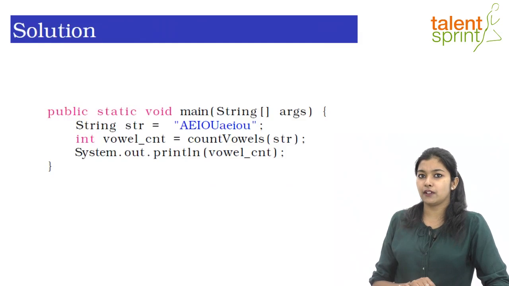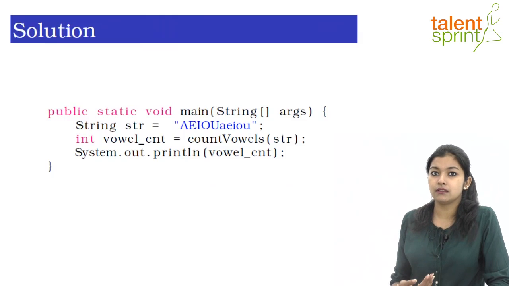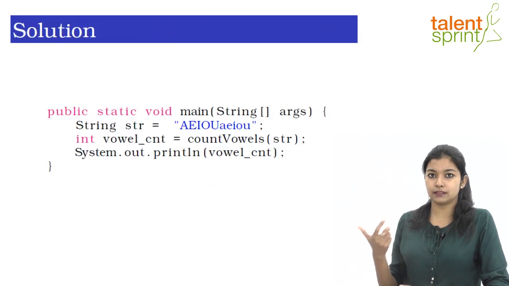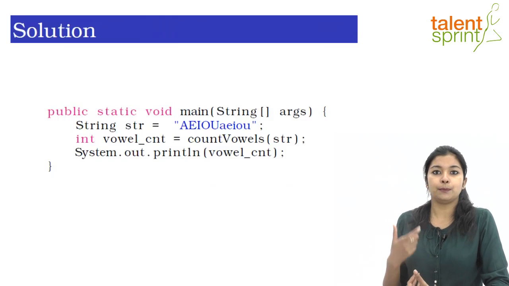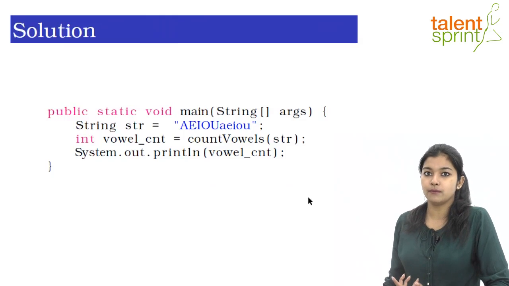The call of this function in the main is fairly simple. We have created a string with capital AEIOU and small aeiou, and we are passing this string to our function. The output of this program is going to be 10.